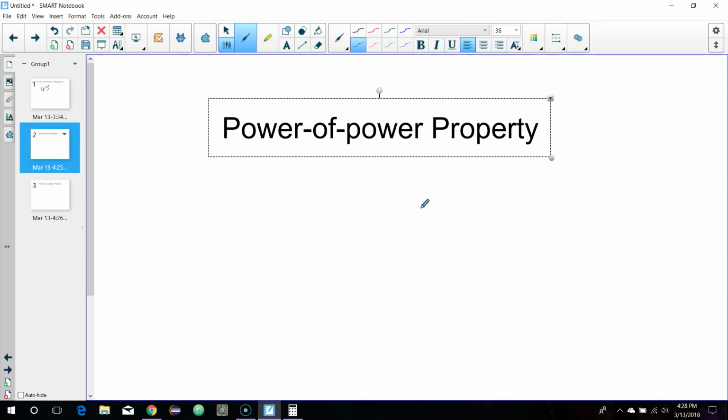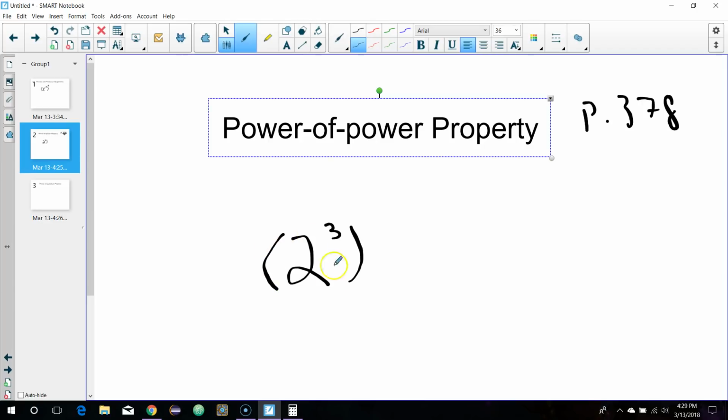So the power of power property. If you look into your book, I think it's page 378. They talk about something called the power of power property. This sounds really annoying. Basically, that's the example I gave. If I have a power, let's do a very simple one. Let's use 2, 2 is always simple, and another simple number like 3. And this is not bad enough, we want to give another exponent. Let's say I put a 4 outside.